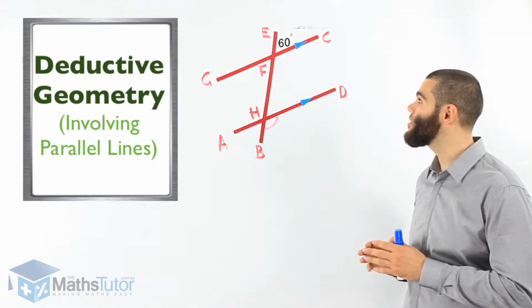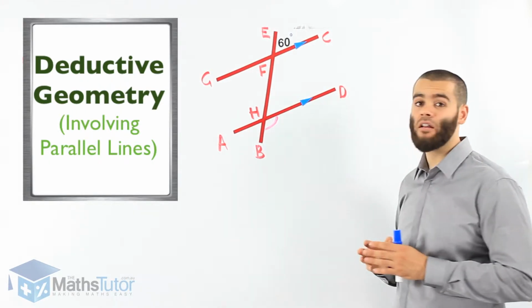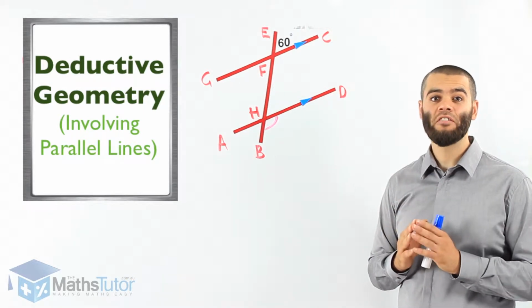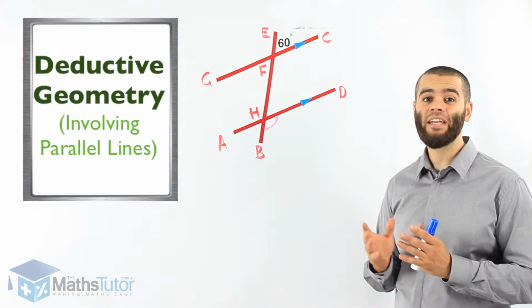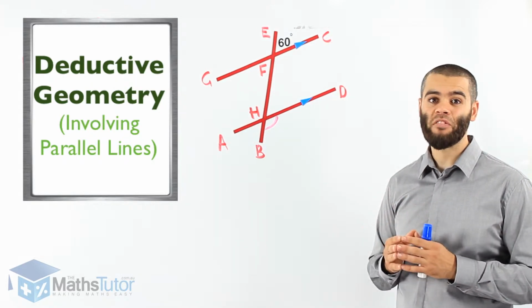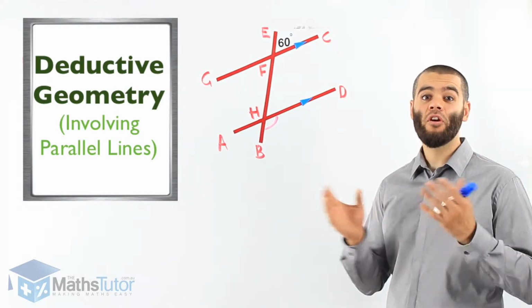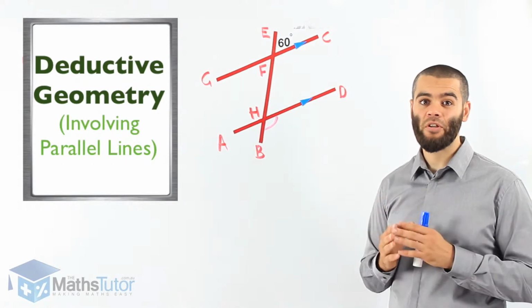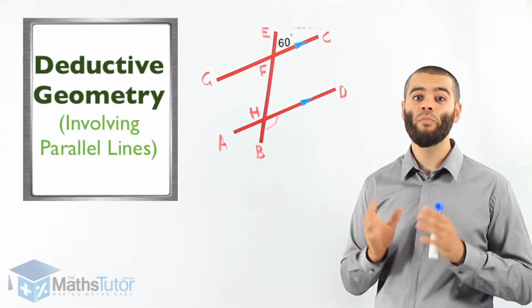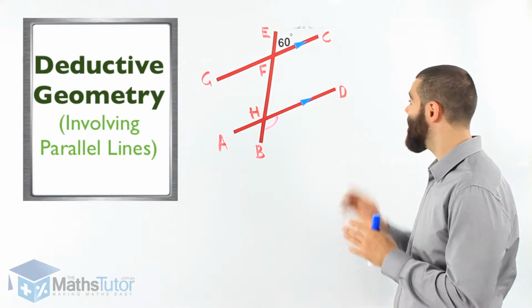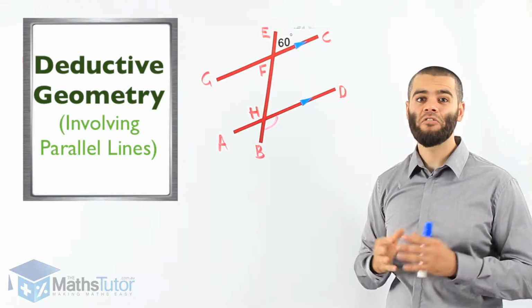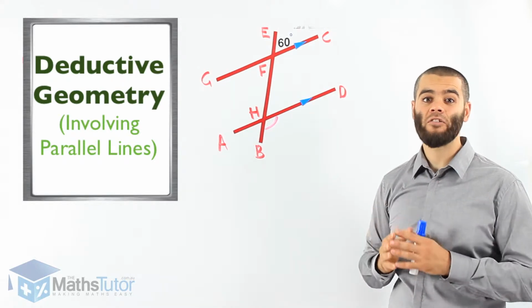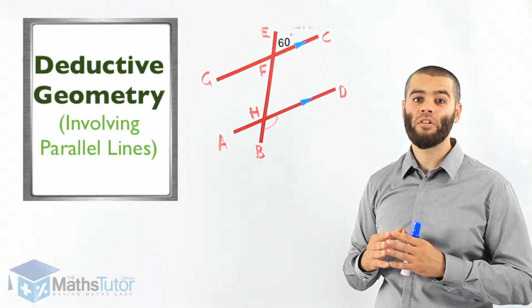The example we have here involves parallel lines. Parallel lines, we know, are very important when we're looking at angles because they create special relationships. We know of alternate angles, corresponding angles, and co-interior angles. So whenever you're looking for missing angles and you can straight away identify parallel lines, think straight away, can I use corresponding angles? Can I use alternate angles? Can I use co-interior angles?